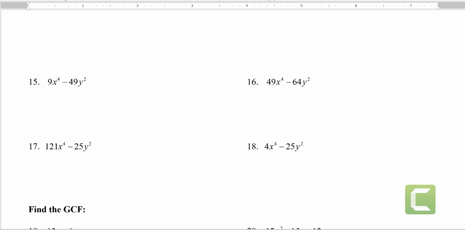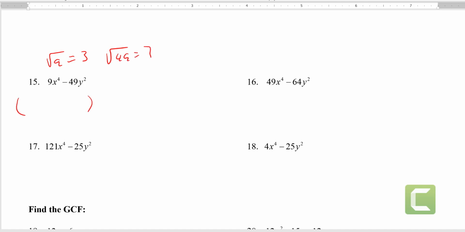No big deal. Square root of 9 is 3. Square root of 49 is 7. So that's going to be 3. It's x to the fourth, so it's 3x squared. The square root of 49 we already said is 7, so it's going to be 7y and 7y, and then plus and minus.